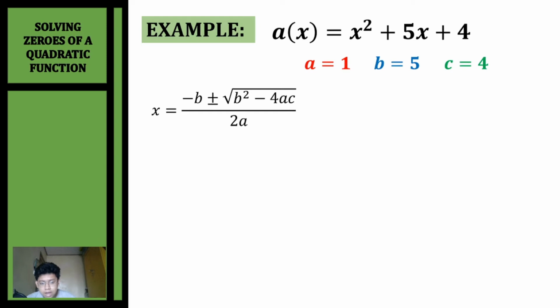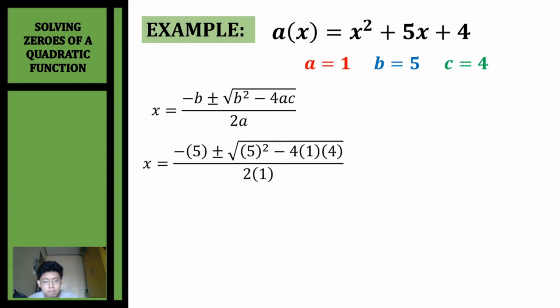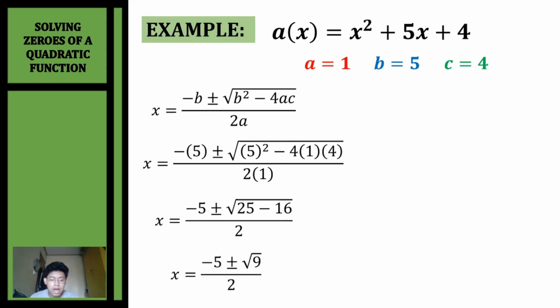So we have x is equal to negative b plus minus the square root of b squared minus 4ac all over 2a. Let's substitute the values of a, b, and c into this formula. We will have negative 5 plus minus the square root of 5 squared minus 4 times 1 times 4 all over 2 times 1. Simplifying this, we will have negative 5 plus minus the square root of 25 minus 16 all over 2. 25 minus 16 is 9. We have x is equal to negative 5 plus minus the square root of 9 all over 2. Now, the square root of 9 is 3. Therefore, x is equal to negative 5 plus minus 3 all over 2.